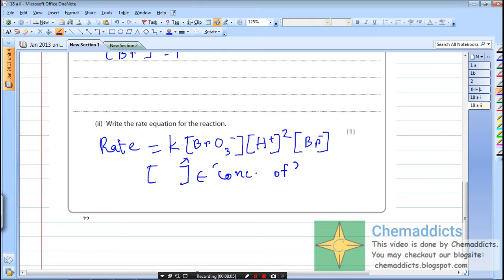So this is how it works. This is the concentration of BrO3 minus raised to power 1. This is the concentration of H plus raised to power 2. This is the concentration of Br minus raised to power 1. So as we can see, the square bracket has a particular meaning in this rate equation. Okay, fellas, this is how we construct the rate equation for this particular reaction.